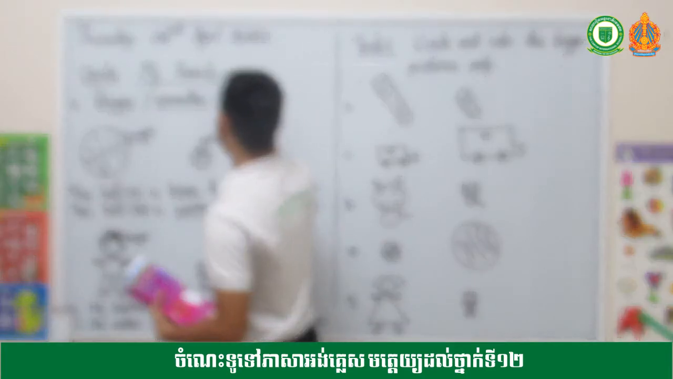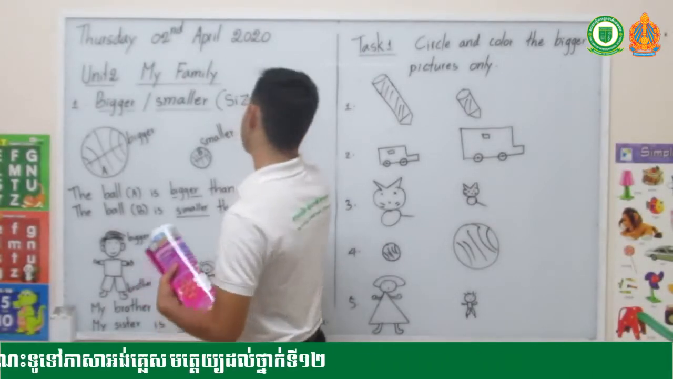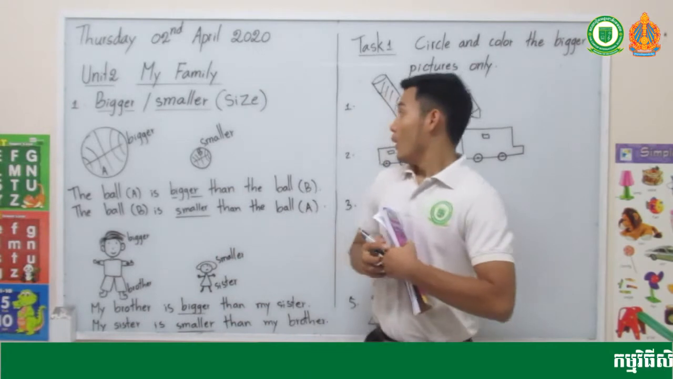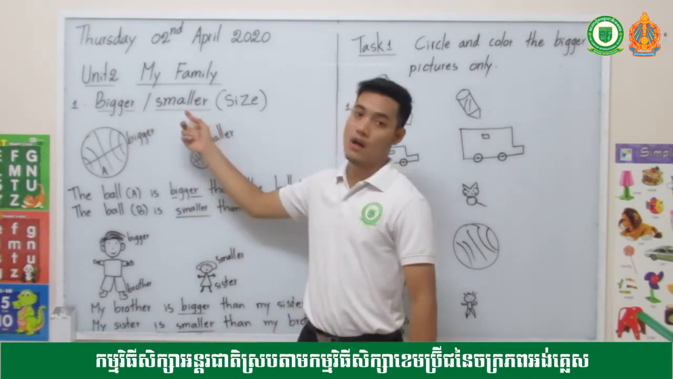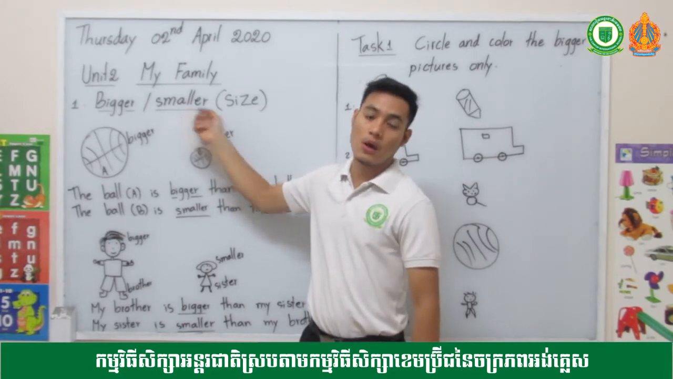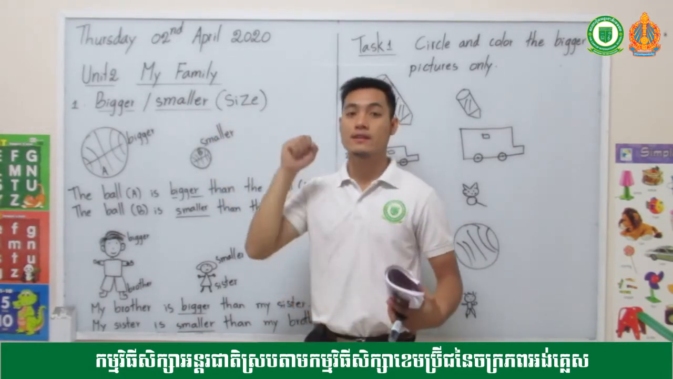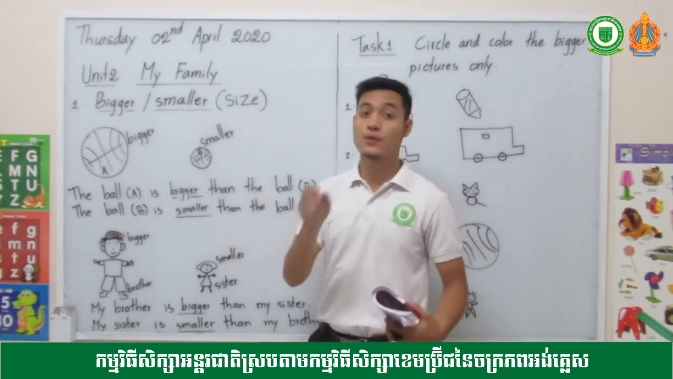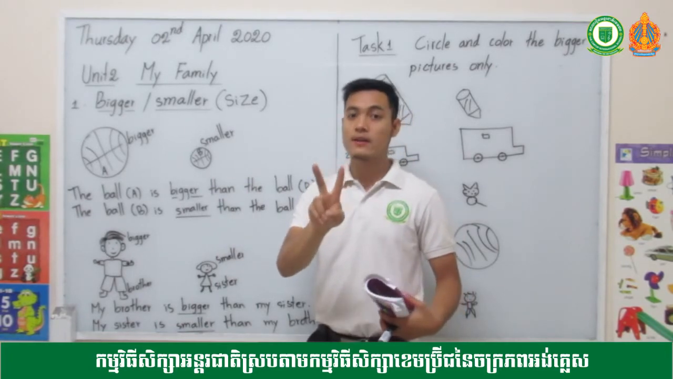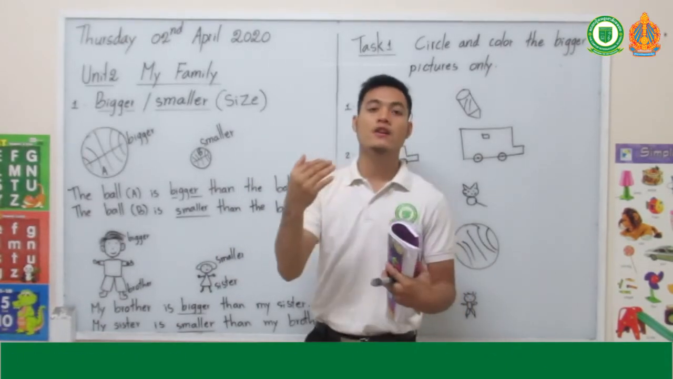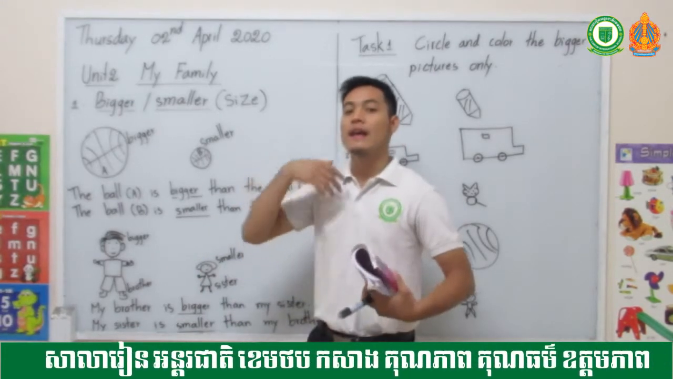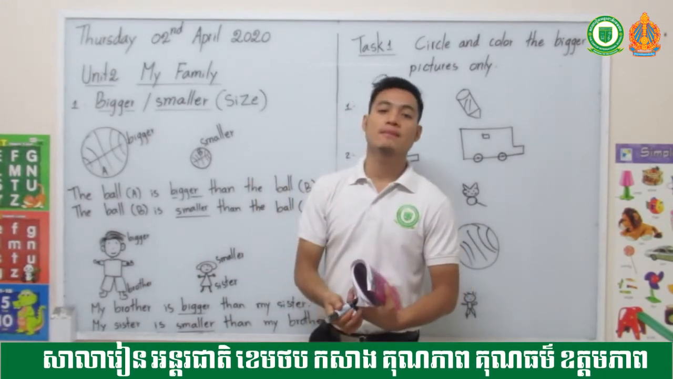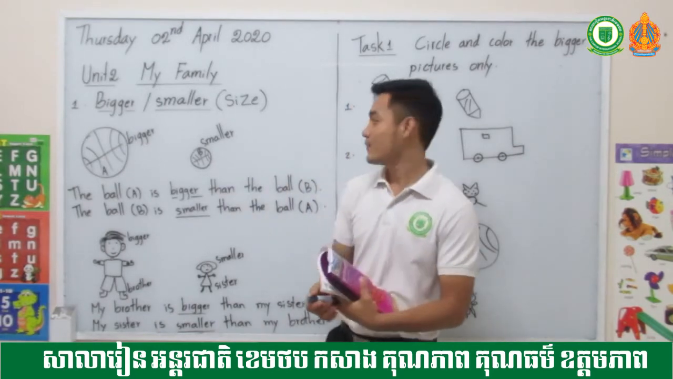Alright, so here is the answer. We use the word bigger or the word smaller when we want to compare the size of two things, whether it is bigger or it is smaller. To make it easier to understand, let's go to the example together.